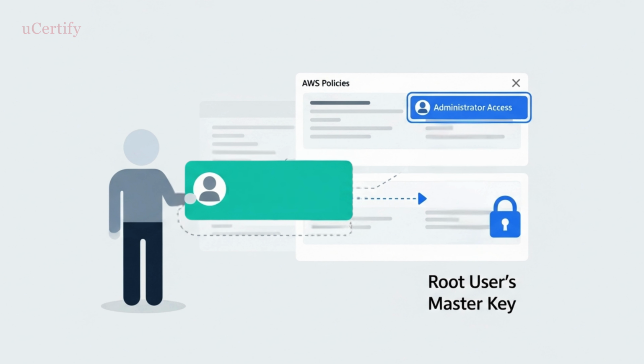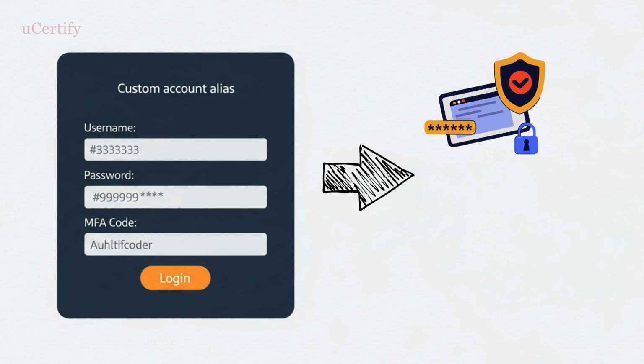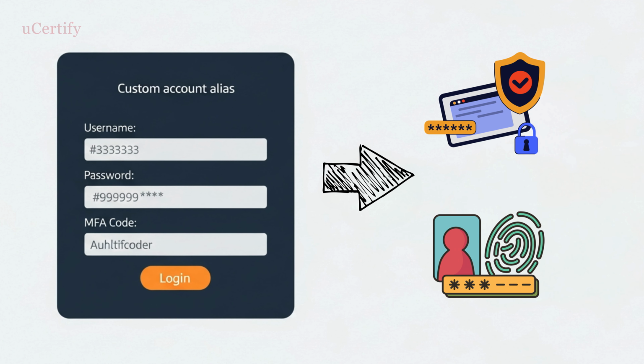When creating your IAM admin user, attach the Administrator Access Policy. This grants them the necessary permissions to manage most AWS resources without being the root user. Always remember to set a strong password and enable MFA for your new IAM administrative user as well. From now on, use this user for your daily work.